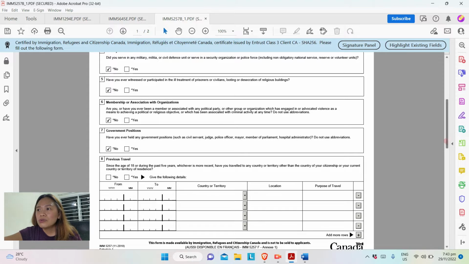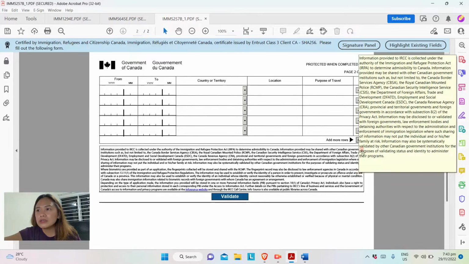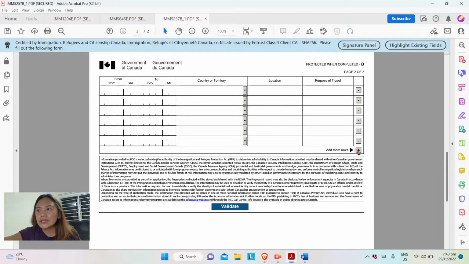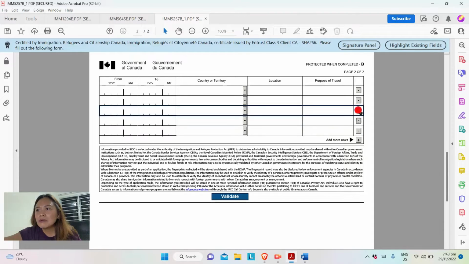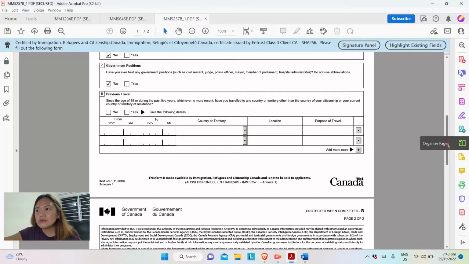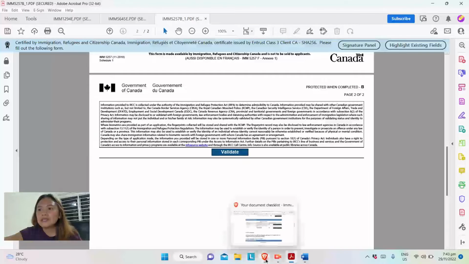Okay, so you can add more rows here if you have traveled more, you just keep adding. Or you can also remove, for example, if you only went to one country, or 2 countries. So yeah, and then click validate. Same thing. Okay, that was easy.